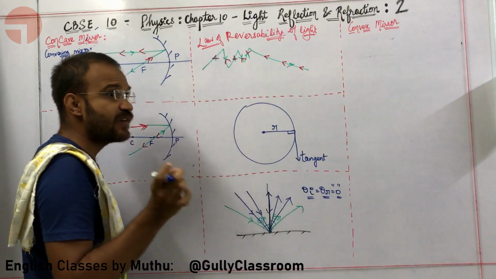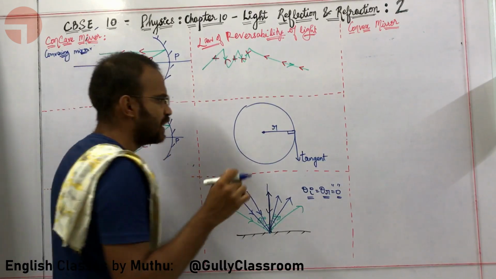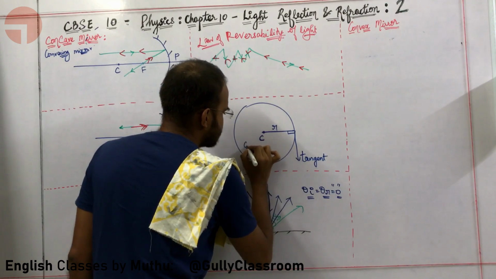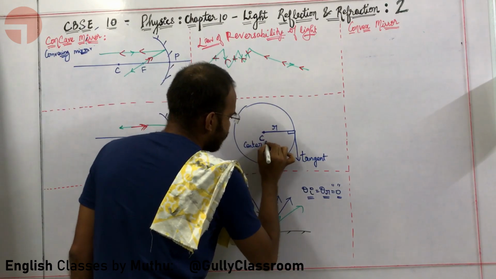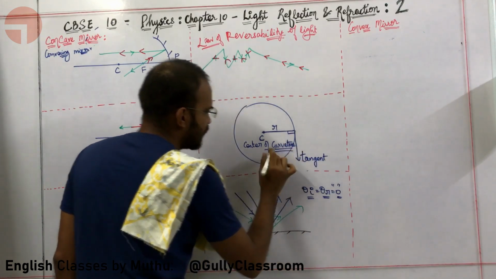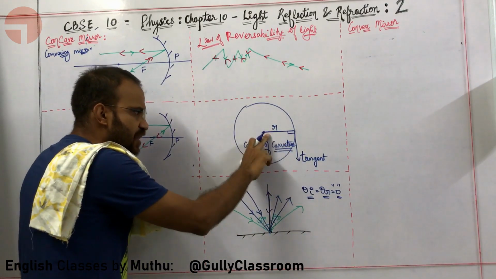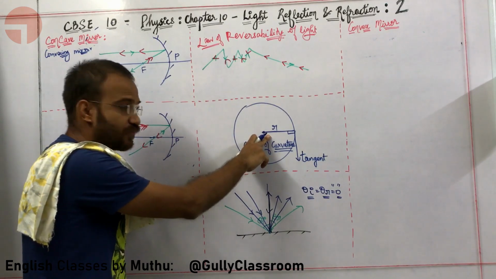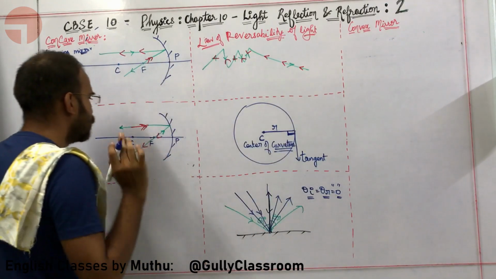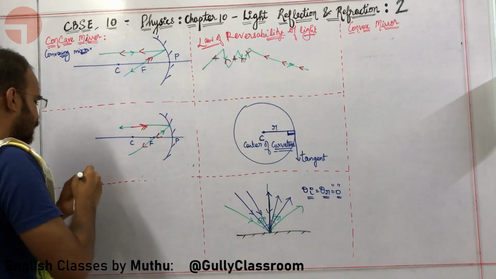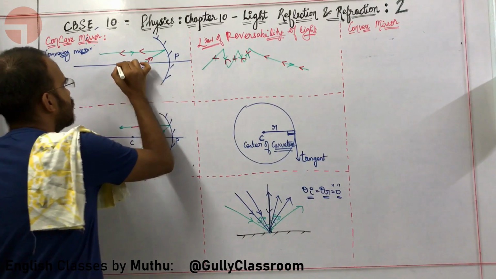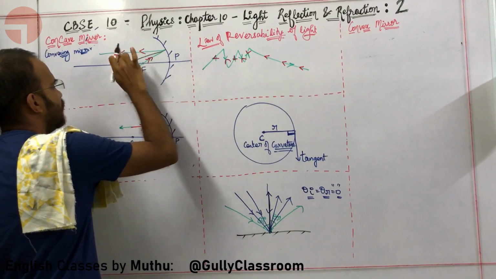So whenever I am going to draw the normal, I will simply put a line that is passing through the center of curvature. If the line is passing through the center of curvature, it is automatically at right angles to the tangent. Okay, sir. Here there is the center of curvature. Let me put a line that is passing through the center of curvature. Okay, so this is my line.